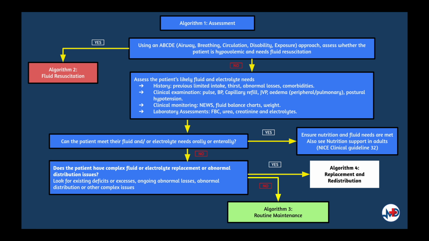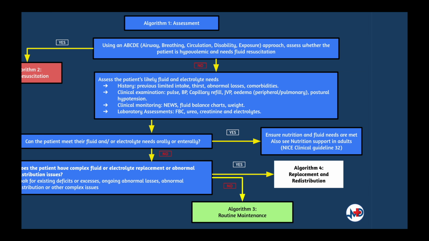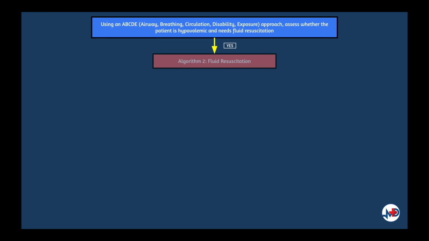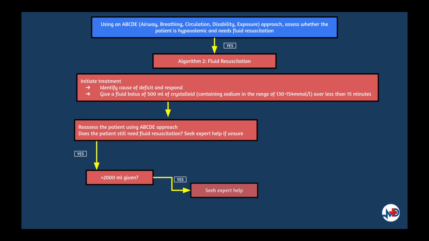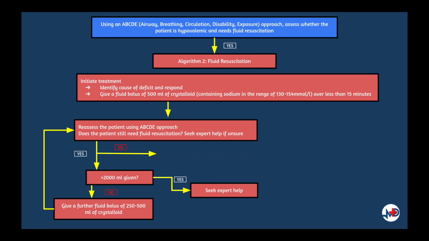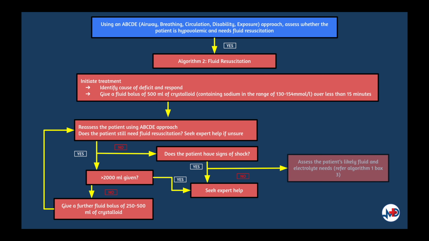Now let's move on to the next algorithm. This is where we need to institute fluid resuscitation. So, initiate treatment by first identifying the cause of the deficit and responding. Give a fluid bolus of 500 ml of crystalloids, which is 1 pint, over less than 15 minutes. Reassess the patient using the ABCDE approach and again decide if the patient still needs fluid resuscitation.